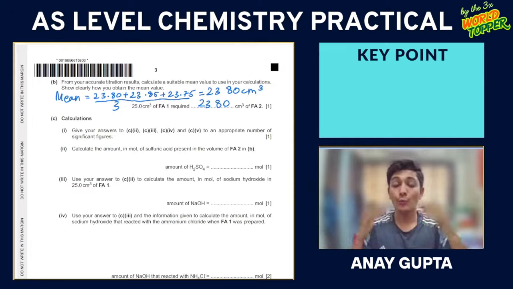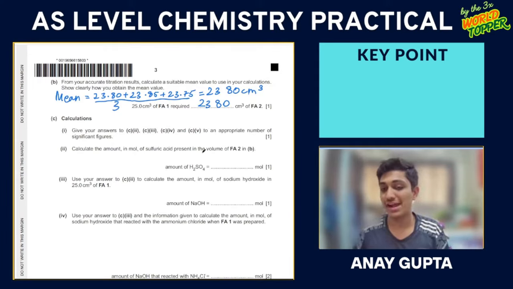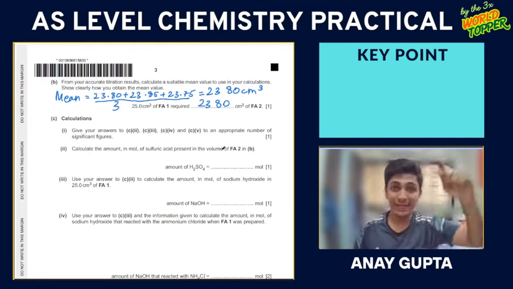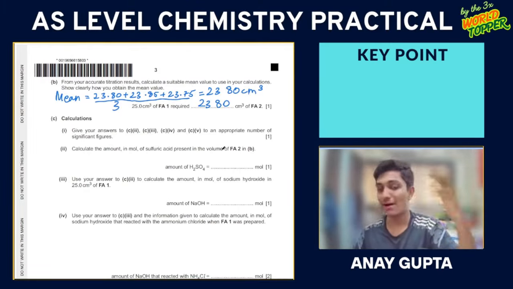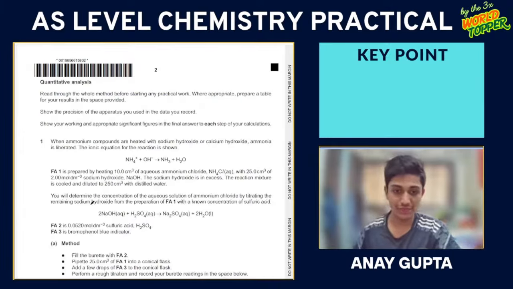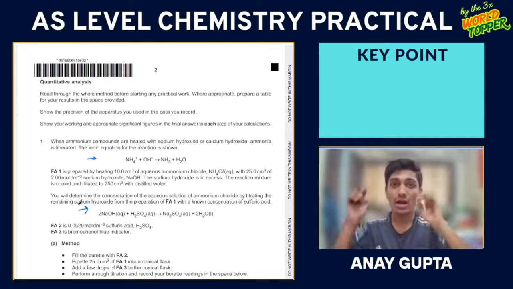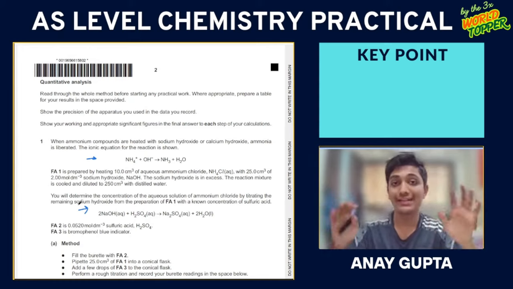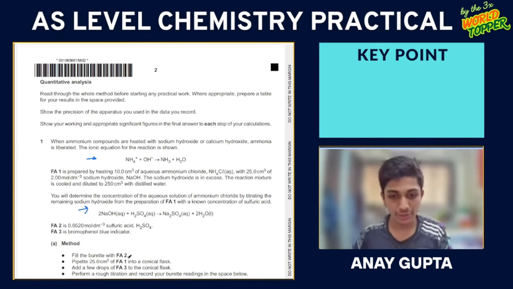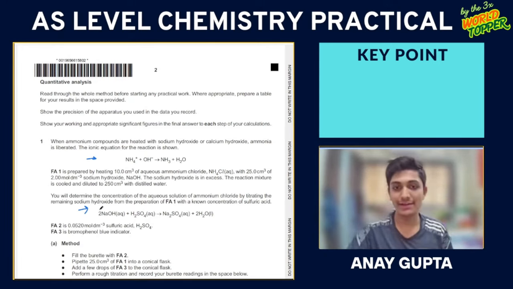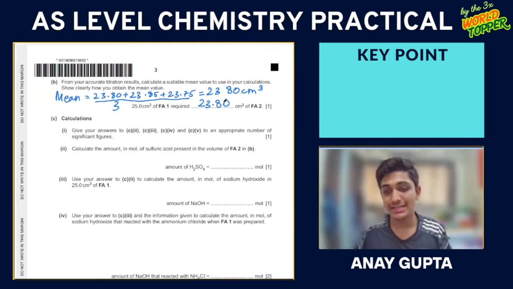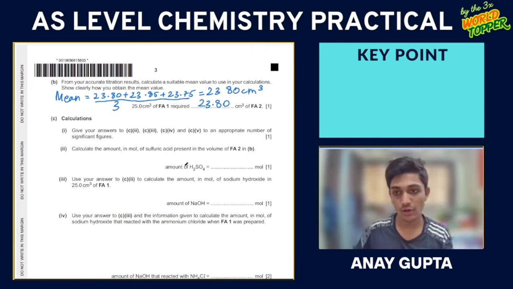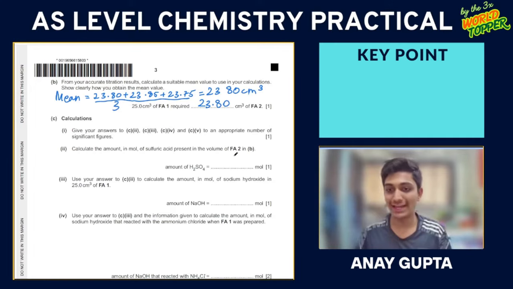All right, now we have come to the numericals. Calculate the amount in moles of sulfuric acid present in the volume of FA2 in B. Whenever we start with calculations, we first go back to the question and look at all the equations given to us. These two equations will be very important in our calculations, and we should always make sure what the burette was filled with, so what our titer is actually comprising of. Our burette was filled with FA2. That means this titer value that we have got over here is of sulfuric acid, so the amount of sulfuric acid in FA2.